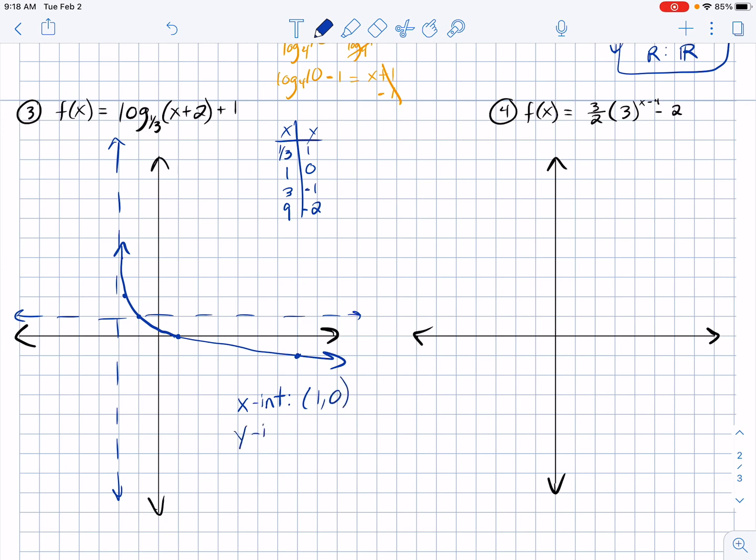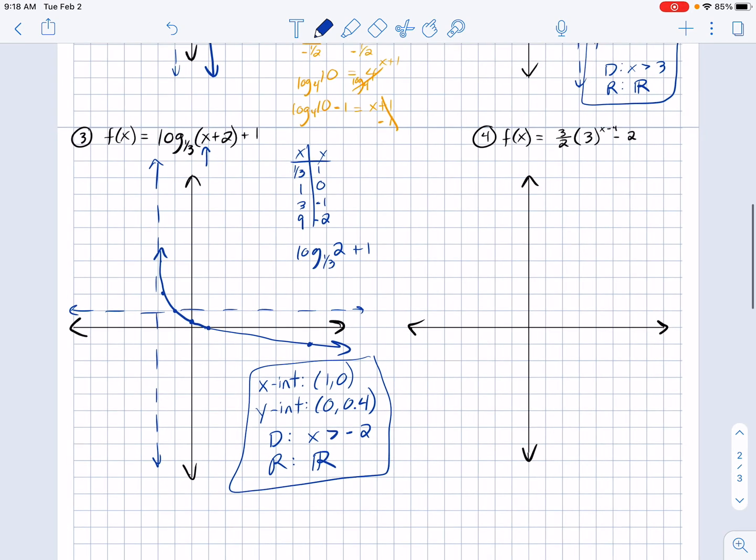Great. Y-intercept, you probably had to solve algebraically for your y-intercept. Y-intercept is when you plug 0 in for x. So you were just taking the log of 2 with the base 1/3 plus 1. Just punch that into your calculator. You're going to get something like 0.36. So let's just round to 0.4. And that looks like we're crossing more or less here at 0.4. Domain, everything greater than negative 2, and range, all real numbers.